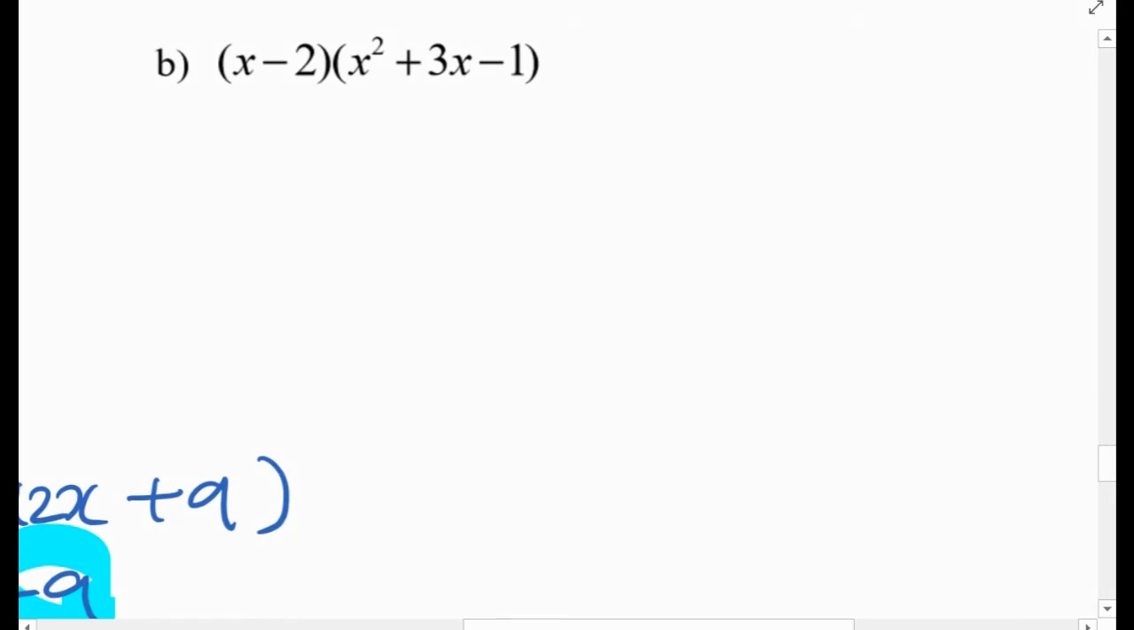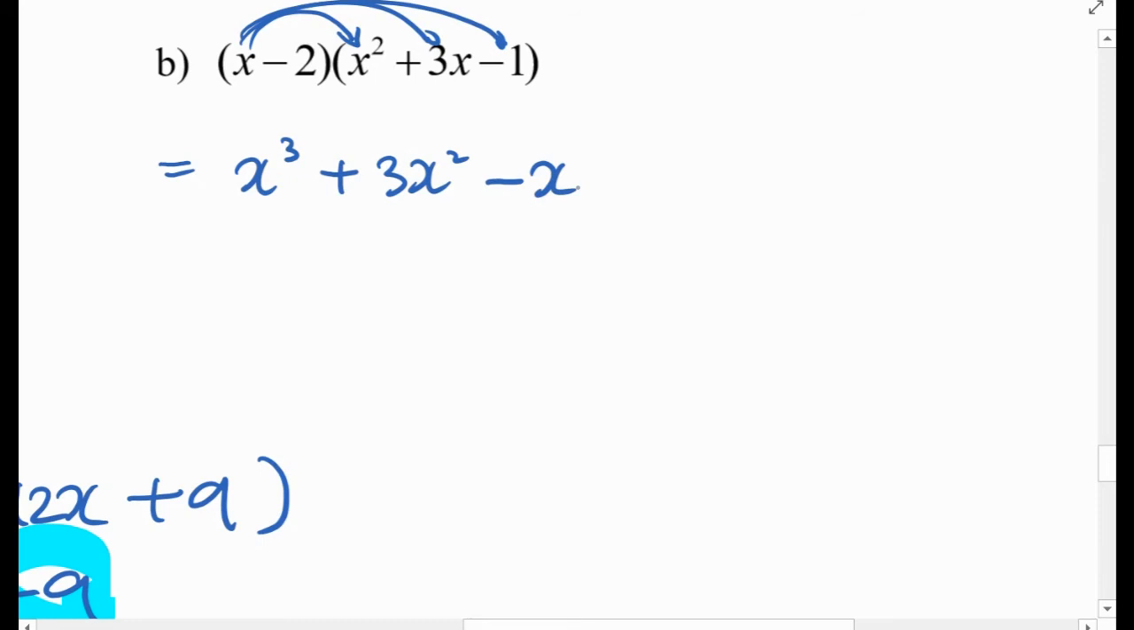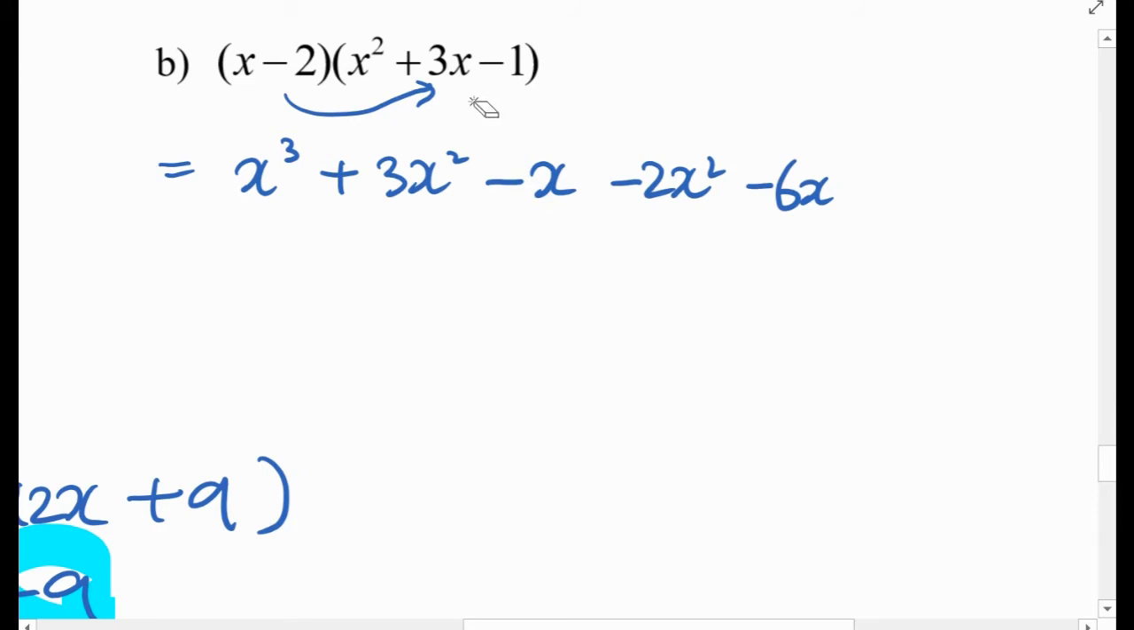Next, let's do FOIL. Alright, so x times x squared is x cubed. X times 3x becomes 3x squared. X times negative 1 becomes negative x. Negative 2 times x squared, negative 2x squared. Negative 2 times 3x is negative 6x. Negative 2 times negative 1 is positive 2.